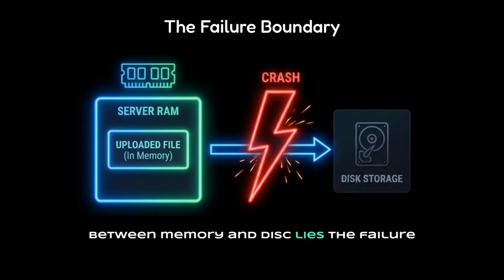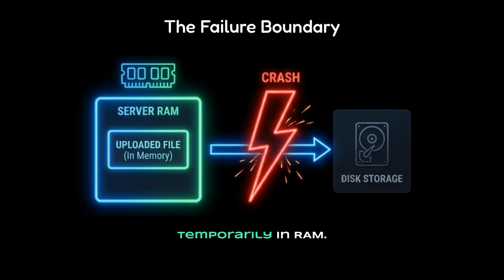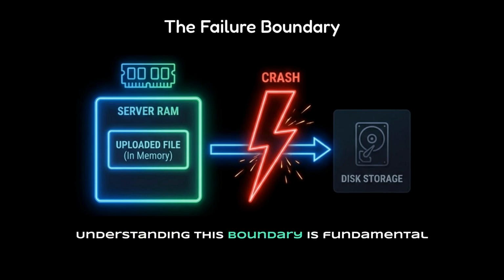Between memory and disk lies the failure boundary. When a server receives data, it often stores it temporarily in RAM. Writing to disk is slower, so it may happen asynchronously. If the system crashes during that interval, everything in memory is lost. RAM is volatile. Disk is durable. That boundary between volatile and persistent storage is where reliability is decided. Acknowledgement before crossing that boundary is an architectural risk. Understanding this boundary is fundamental to distributed systems design.